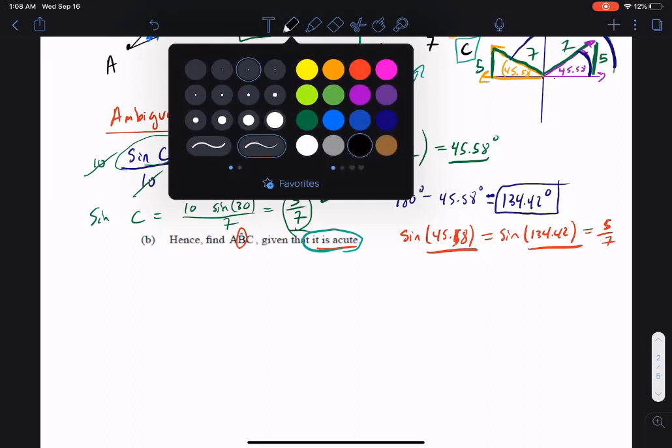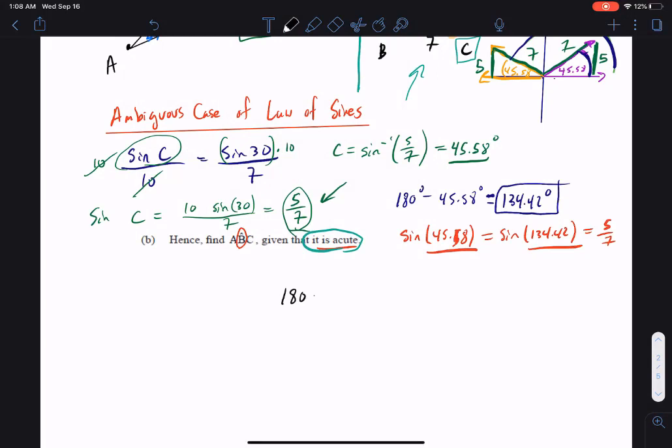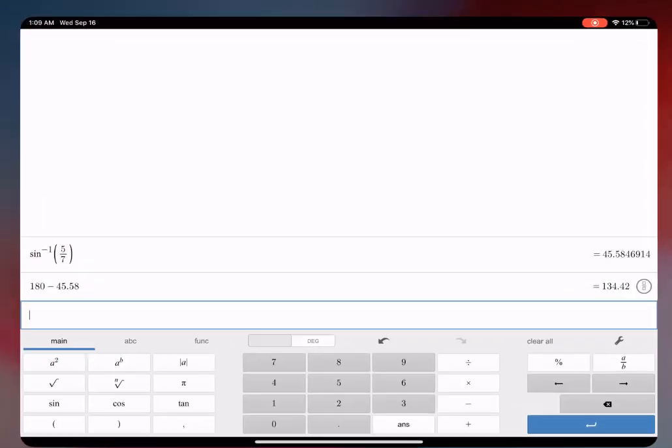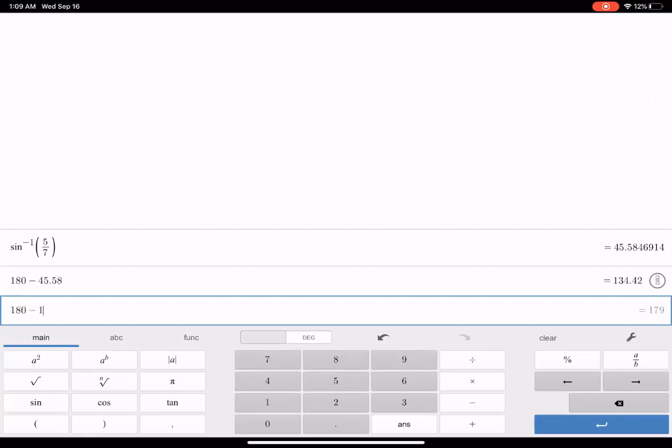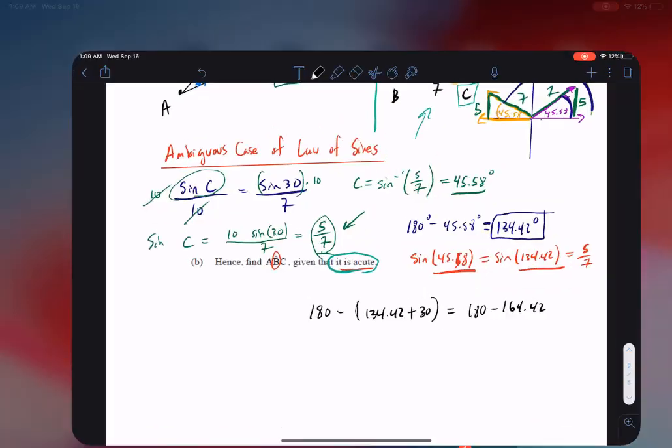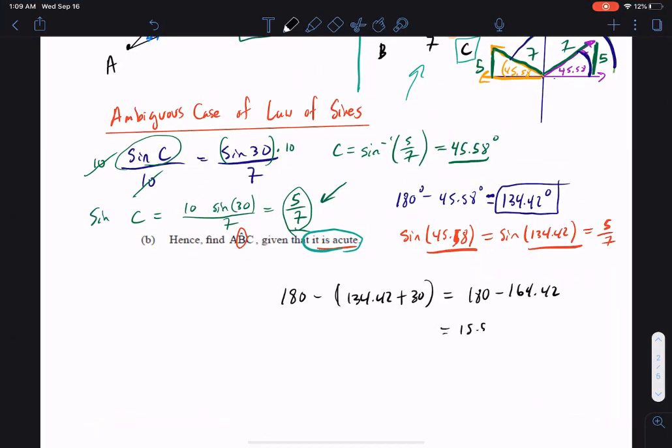So it's going to be 180 minus the sum of 134.42 plus 30, which is the same thing as 180 minus 164.42. What is that quickly in the calculator? 180 minus 164.42 will be 15.58 degrees, if you don't round so much. This is your angle B, which is just called angle B. And that's it. That's your answer.